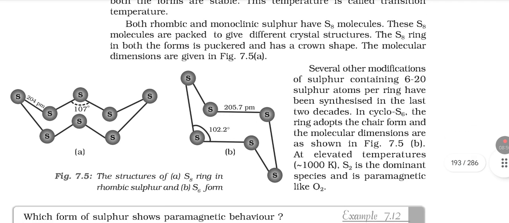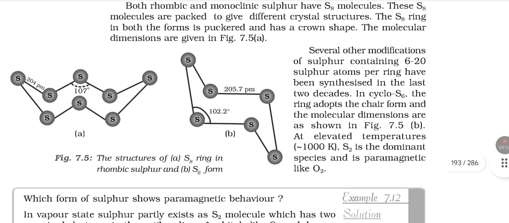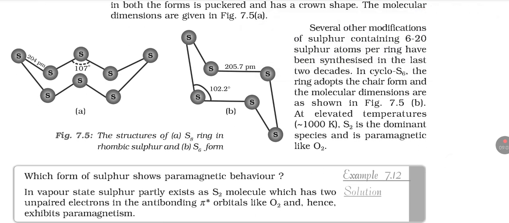Both rhombic and monoclinic sulfur have S8 molecules. These molecules are packed to give different crystal structures. The S8 ring in both the forms is puckered and has a crown shape. Several other modifications of sulfur containing 6 to 20 sulfur atoms per ring have been synthesized in the last 2 decades. In cyclo-S6, the ring adopts the chair form and the molecular dimensions are as shown in the figure. At elevated temperatures, S2 is the dominant species and is paramagnetic like O2.